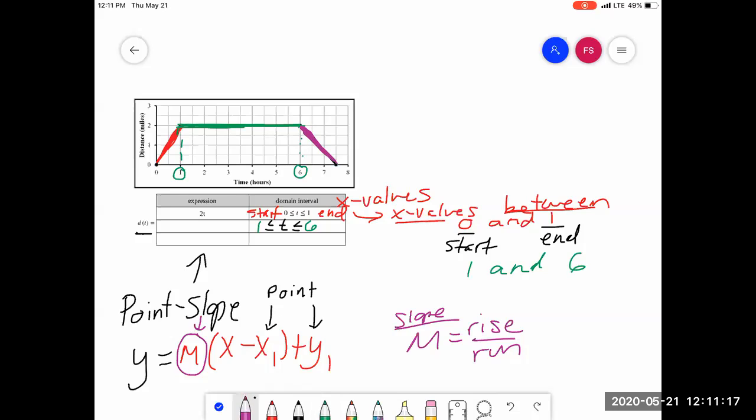So now we do it for the purple section. The purple section starts where the green section ends, at t is 6. And then we have that less than or equal to t, less than or equal to, and the purple section ends right here between 7 and 8. So that would be 7.5. So we filled in our interval domains. We said where each part or each piece of the graph is. Now we need to do the expression part.